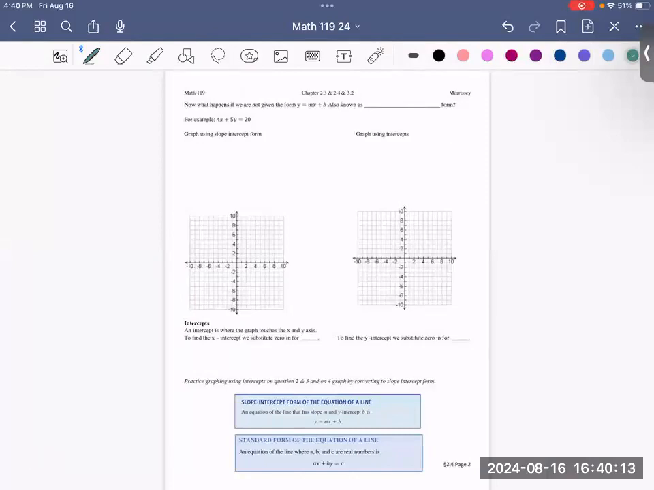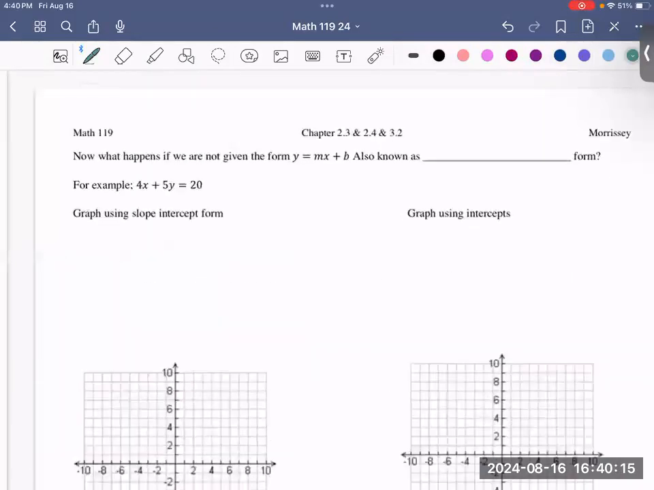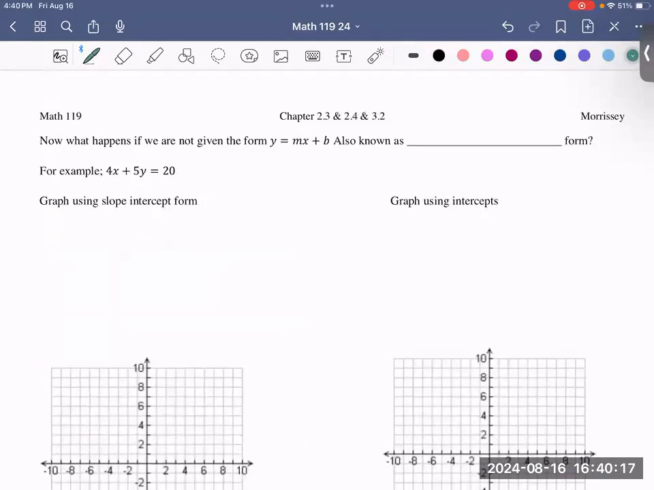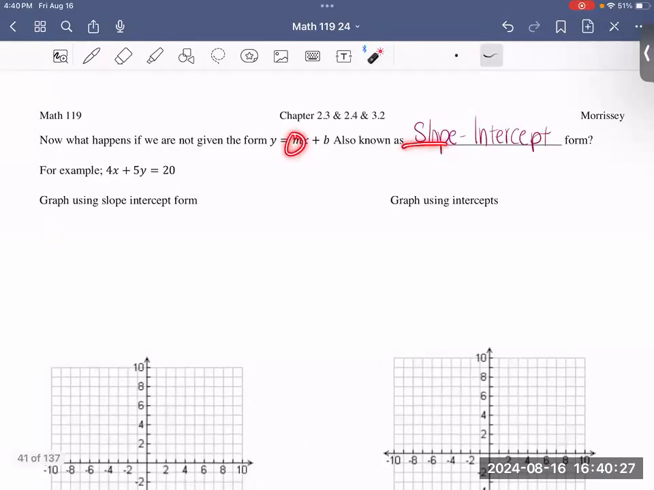So now what if we are not given the form y equals mx plus b, which is known as your slope intercept form? Your slope and your intercept form. So what if it's not in slope intercept form? So for example, 4x plus 5y is equal to 20. Can you graph using the slope intercept form?